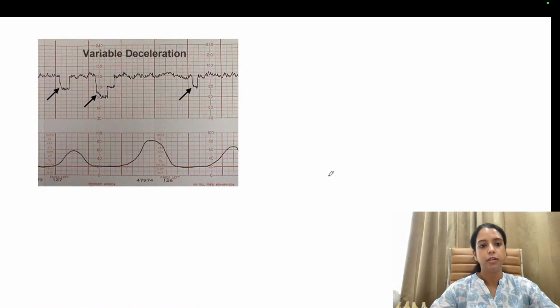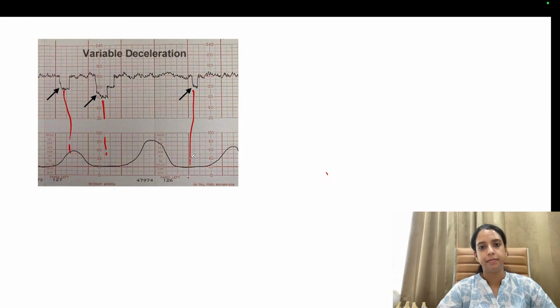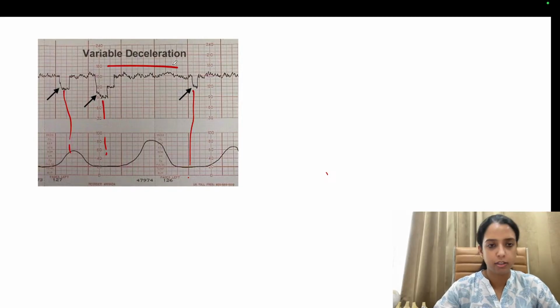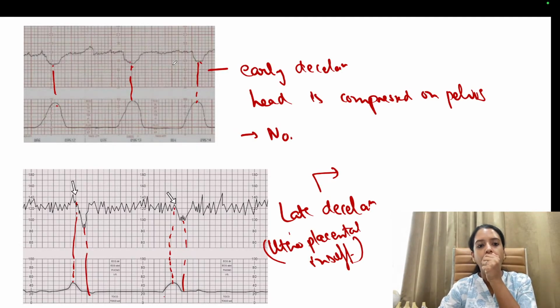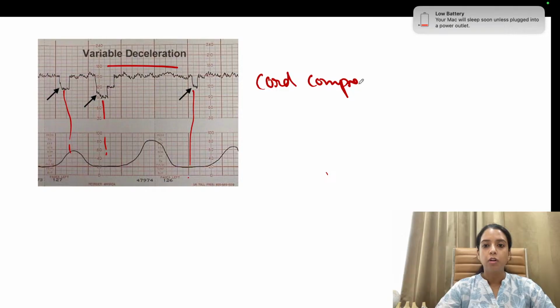Third type of deceleration, which has nothing to do with contraction. See, here it is coming here. Here it came with the contraction. It has no connection with contraction. It is variable deceleration. Okay, it is variable deceleration. Variable deceleration happens because of cord compression.